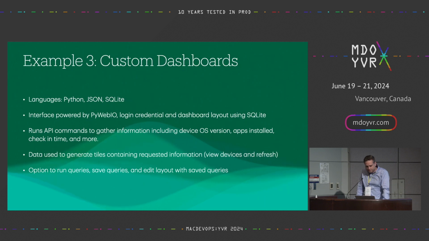And then we can use PyWebIO to generate these tiles that contain requested information, along with options to view the devices that meet those dashboard tiles' criteria, and to refresh, which checks back in with the API to get new information. Some new features that I'm trying to iron out are options to run custom queries against the API, to save queries so other users that are using these dashboards can access them, and then to edit the layout so you can put the tiles where you want and choose which queries you want to show.